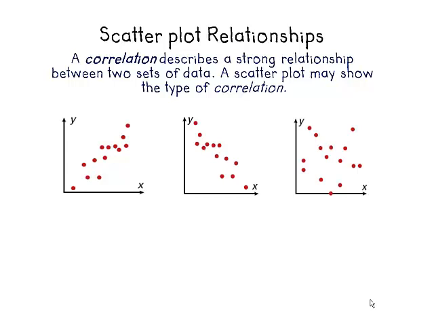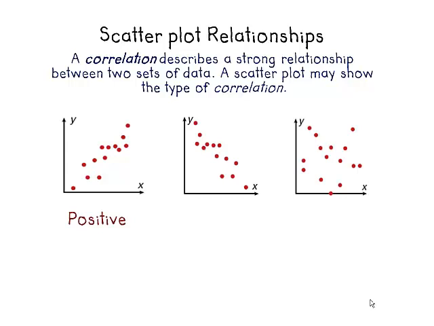If you see in the first graph, we see the points are kind of working their way upwards. So as the x values are increasing, the y values are also increasing. It's kind of like the slope of a line. So if you saw a line working its way upwards, what kind of slope would that line have? We call this a positive correlation.